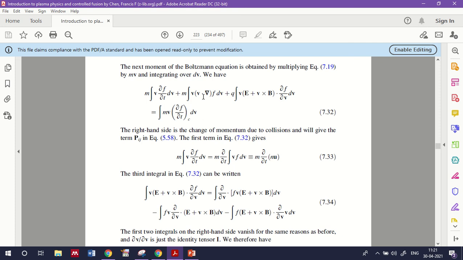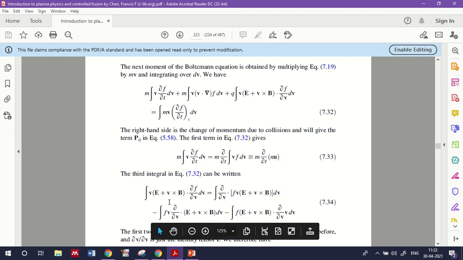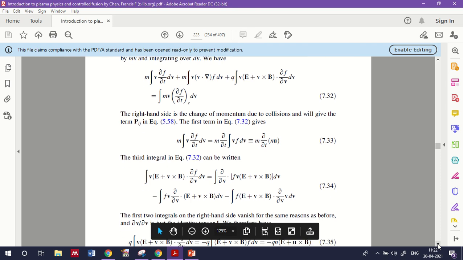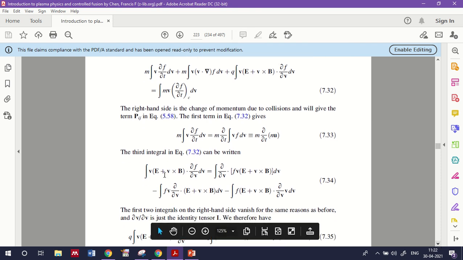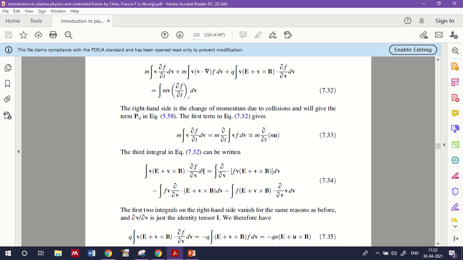Now we treat the third integral, which is q into integral v into e plus v cross b into dou f by dou v dv. We have taken the q outside because q is a constant.